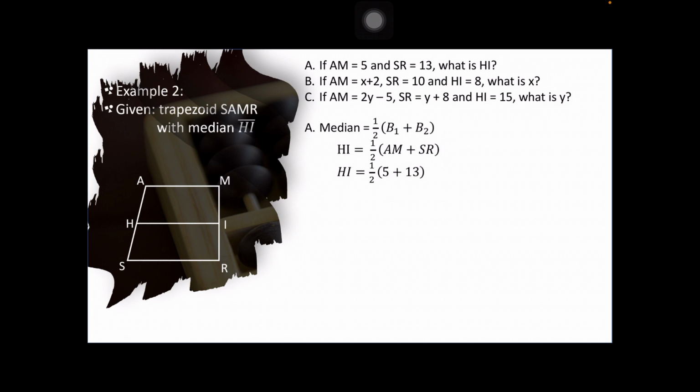Wala naman pong difference. Now, ang gagawin naman po natin ngayon, we're going to substitute the given AM is equal to 5, segment AM is equal to 5, and segment SR is equal to 13. Yan. Then, simplify. 5 plus 13 is 18. And then, 18 times 1/2 is 9. Sabihin po, the length of HI is 9.